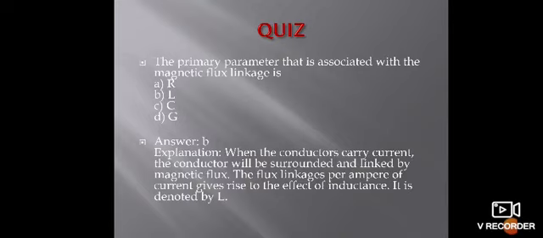When the conductors carry current, the conductors are surrounded and linked by magnetic flux, and the flux linkages per ampere of current give rise to the effect of inductance, denoted as L. That means whenever we have a current-carrying conductor, magnetic flux is generated along the conductor. That flux linkage per ampere of current gives rise to the effect of inductance, denoted as L. So the primary parameter associated with the magnetic flux linkage is L. That is the correct answer.